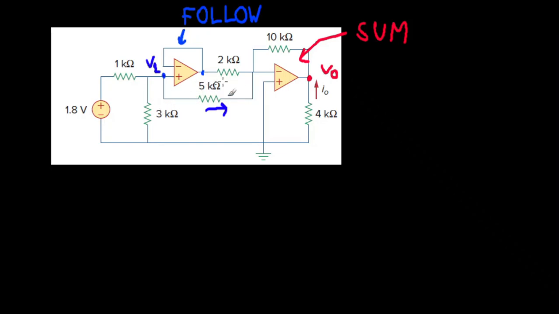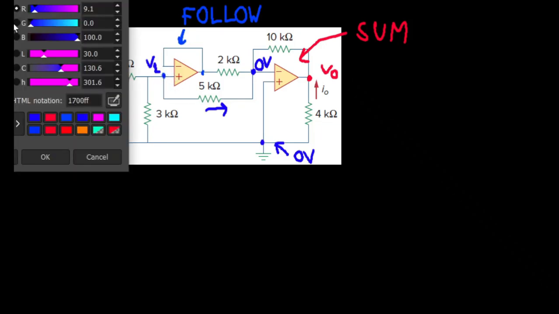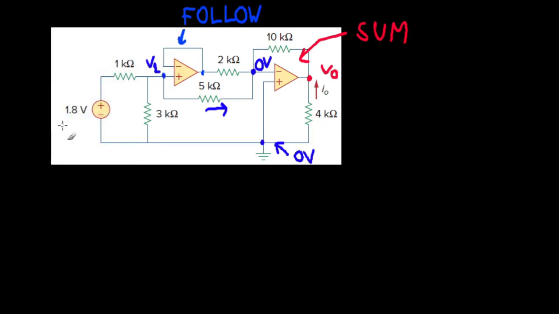As you can see, there's actually something going on here. If this is 0 volts, basically your ground, this also has to be 0 volts, if the op amp is working correctly. And there's another really important thing: the input current is zero. So there's a current of 0 amps here.